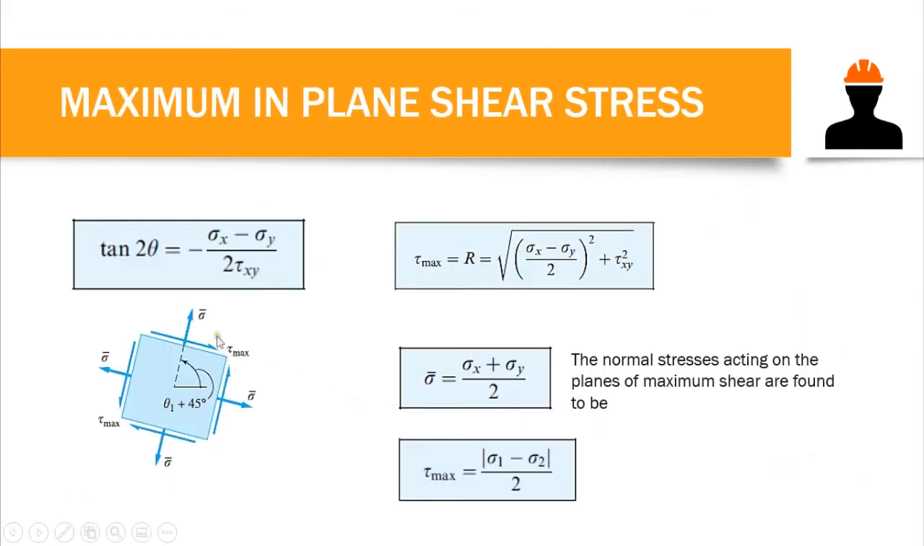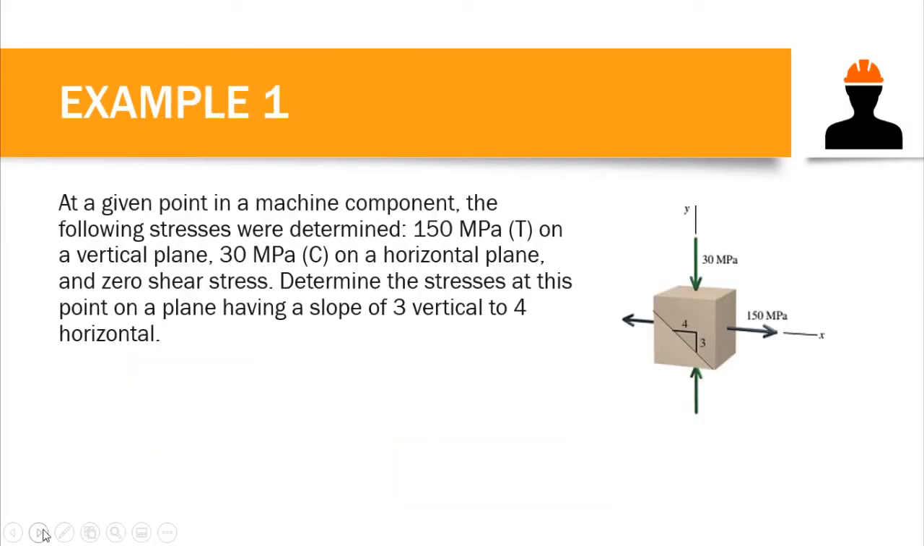So this is the maximum in-plane shear. Okay, so we have the maximum shear stress. The maximum shear stress formula is the square root of the difference of the normal stresses over 2, squared, plus the shear stress squared, and this would be the normal stresses acting on the plane of maximum shear. Now let's try to apply the concept of plane stresses in solving problems.